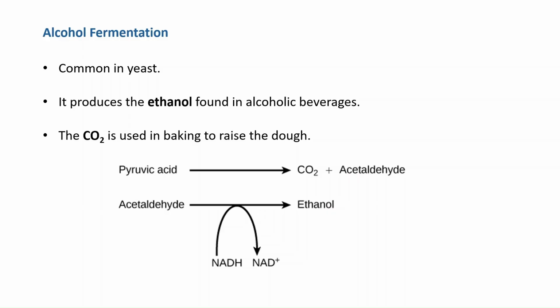Alcohol fermentation is more common in yeast because in this particular case, the pyruvic acid undergoes a series of reactions that produce ethanol and regenerates the NAD+. So once again, you regenerate the NAD+ for glycolysis to continue. But the products are alcohol. That's how you make beer and wine and all of that. The carbon dioxide is used in baking. Whenever you want to raise the dough, you're making bread.